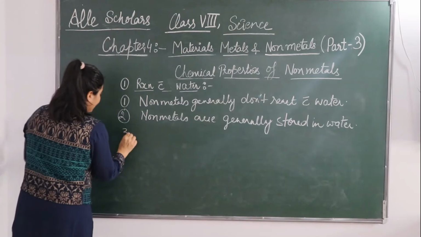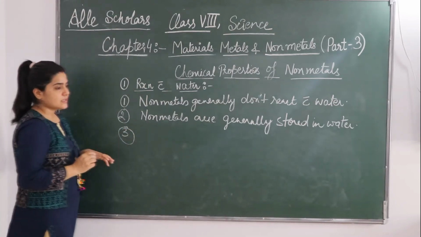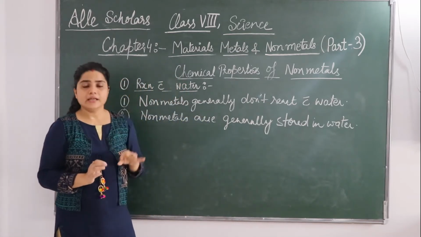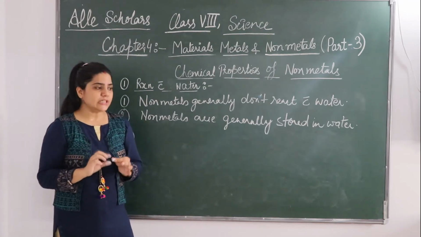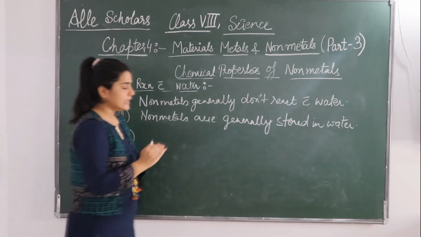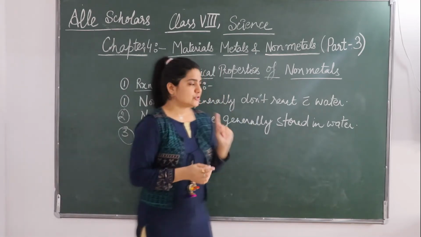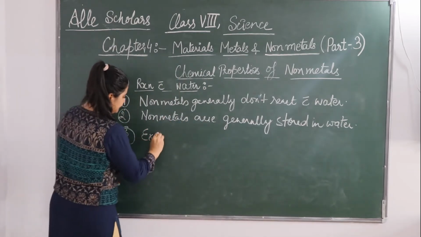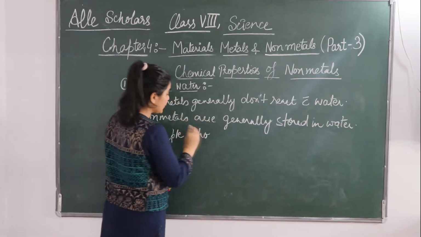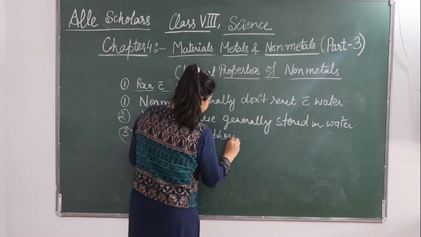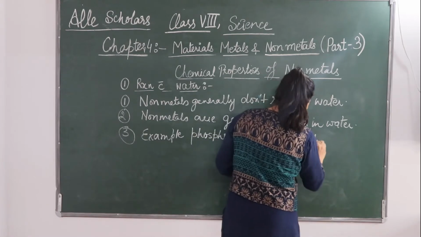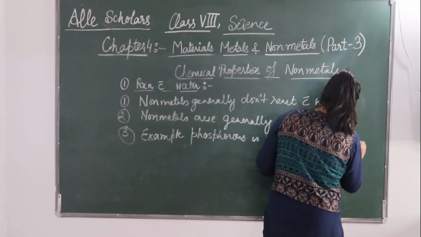Let's take an example. For example, phosphorus is a very reactive non-metal. It catches fire if it is exposed to air. So to prevent the contact of phosphorus with atmospheric oxygen, it is stored in water. So the example is phosphorus. It is a very reactive non-metal.